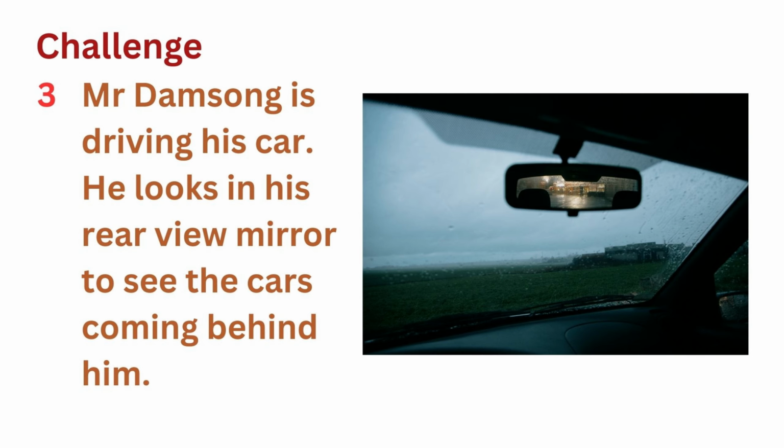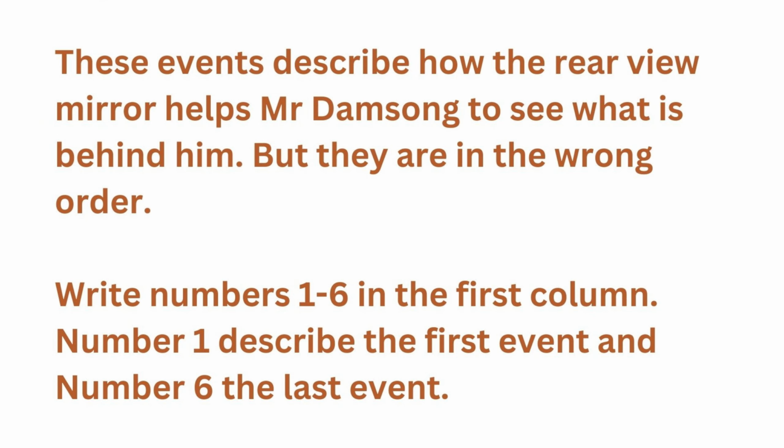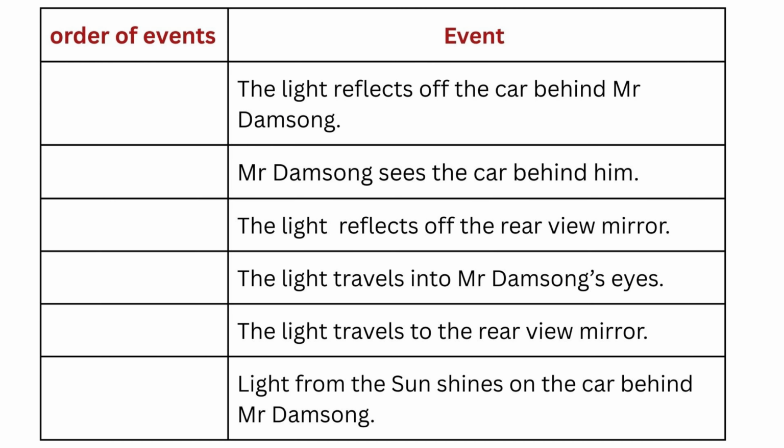Challenge. Question number 3. Mr. Damsong is driving his car. He looks in his rearview mirror to see the cars coming behind him. These events describe how the rearview mirror helps Mr. Damsong to see what is behind him, but they are in the wrong order. Write numbers 1 to 6 in the first column. Number 1 describes the first event and number 6 the last event. Order of events.